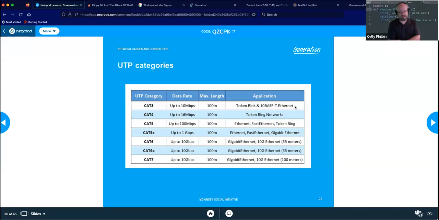Cat 4 jumped up to 16 megabits. And you see this common thread of 100 meters. So 16 megabits for Cat 4. Cat 5 is where things started to get really nice, 100 megabits per second. With 5E, we got 1 gigabit per second, which was awesome, still kicking in around 100 meters.